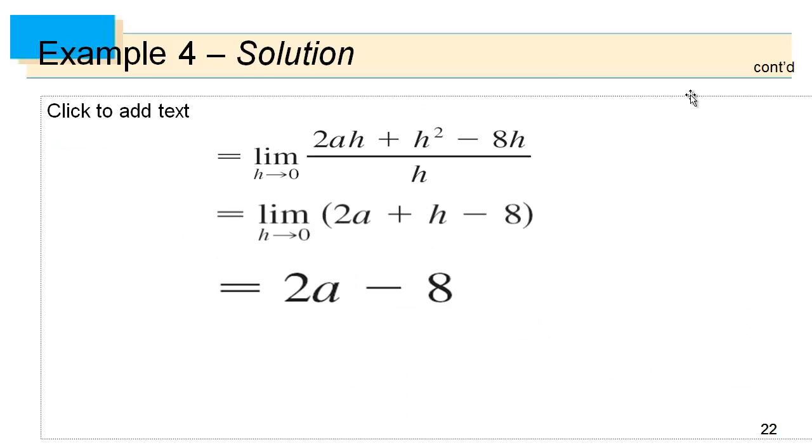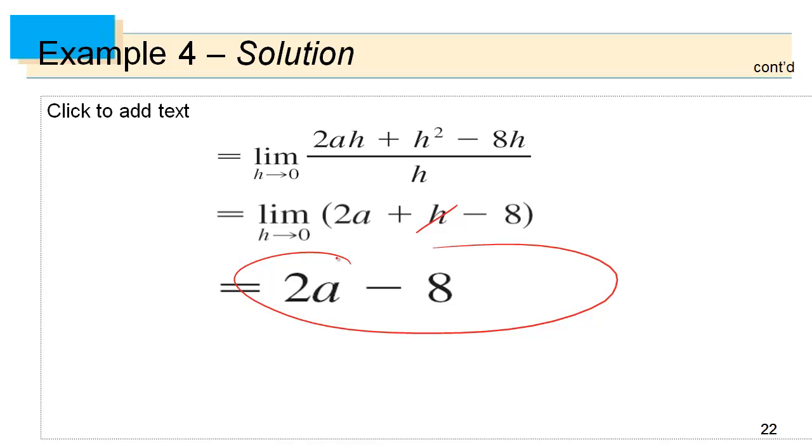Okay, and then you get this. Once again, if you plug in 0, you still get 0 over 0, which is no good. So you know there's got to still be some reduction left. And of course, the top is divisible by h. You divide out that h. You're left with 2a plus h minus 8. You can now let h go to 0, and the h, of course, just disappears, right? And then you're left with 2a minus 8. That is the equation of the slope at a point a. Right? So we're now finding the equation of the slope of the tangent line at just a generic point a instead of at a specific point a.